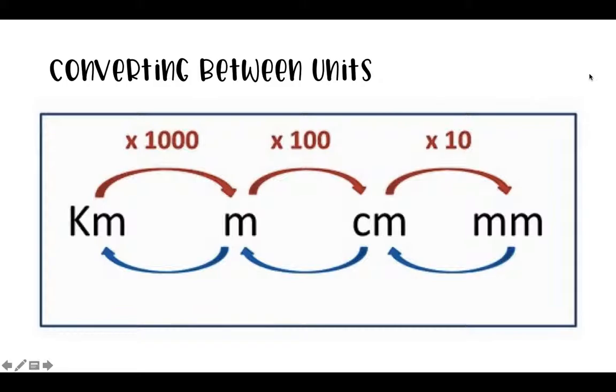Okay, so now we can start to look at going back the other way. So we're going from a small unit to a bigger unit. If 10 millimetres make up 1 centimetre, we're going to divide by 10. 100 centimetres make up 1 metre, so we're going to divide by 100. And 1,000 metres make up 1 kilometre, so we're going to divide by 1,000.